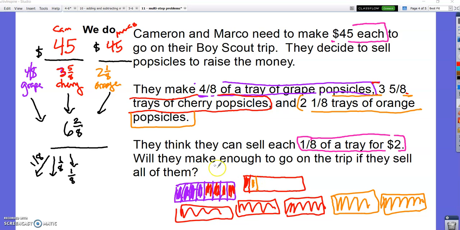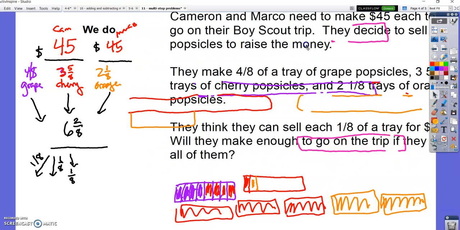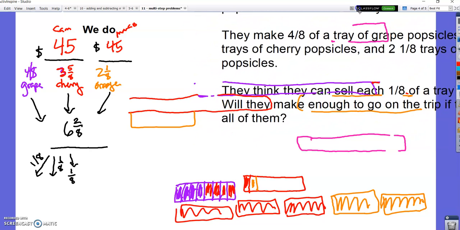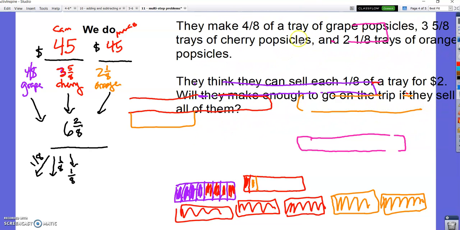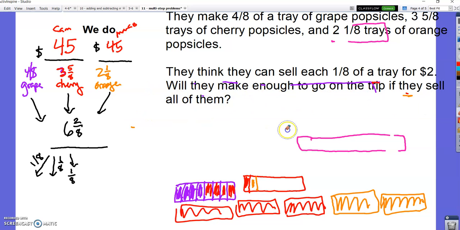So let's think about what that means. They think they can sell each eighth of a tray for $2. I'm kind of glad I used the model strategy here. I'm going to move this out of the way a little bit because I did a lot of it. I'm just at this last part now. I want to have some more space. They think they can sell each eighth of a tray for $2.